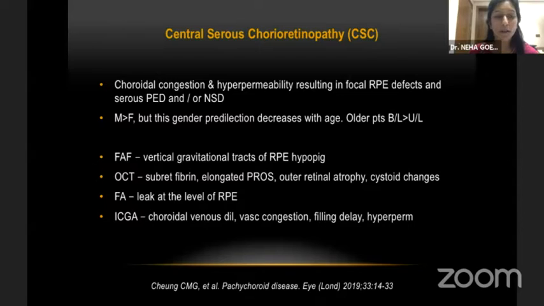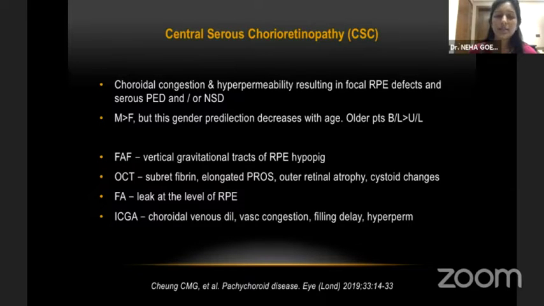Basically, it is choroidal congestion and hyperpermeability, which results in focal RPE defects and a serous pigment epithelial detachment and/or a neurosensory detachment. So it is more common in males, but this gender predilection decreases with age. Older patients are more likely to have a bilateral disease.